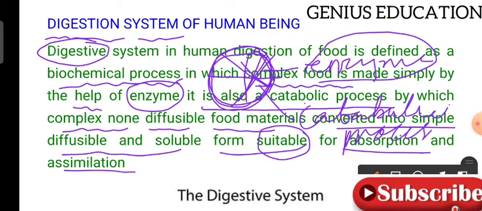What is the meaning of catabolic? Simple, I told you, it is the process in which complex food is broken down into a simple form with the help of enzymes. This is known as the catabolic process. And then, what is the meaning of absorption and assimilation?